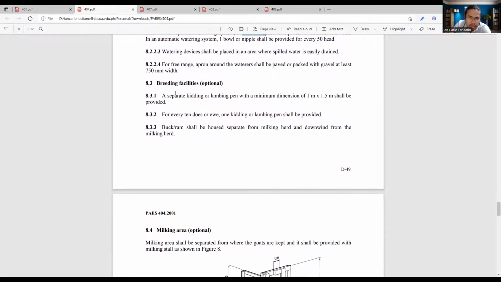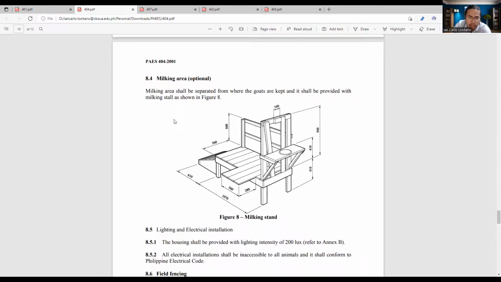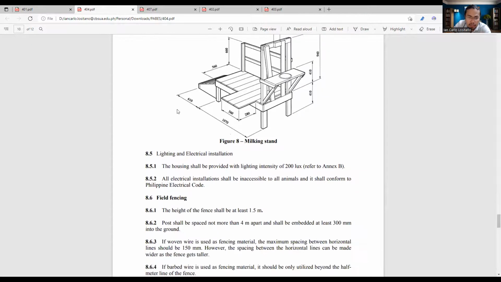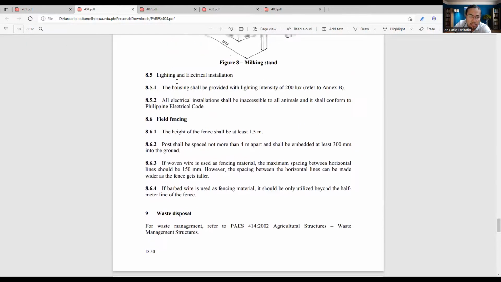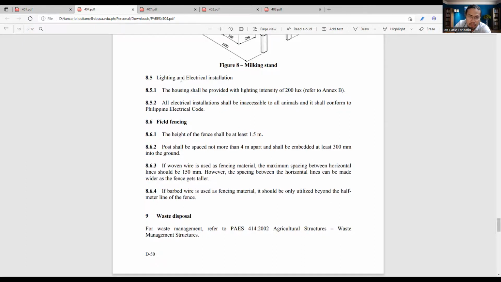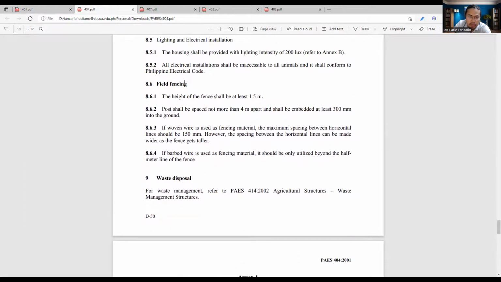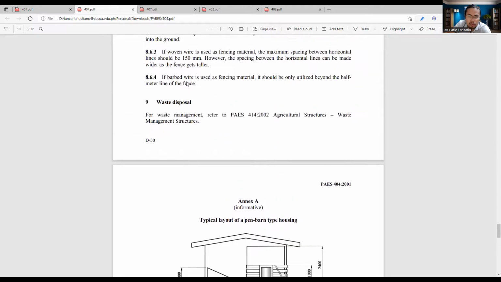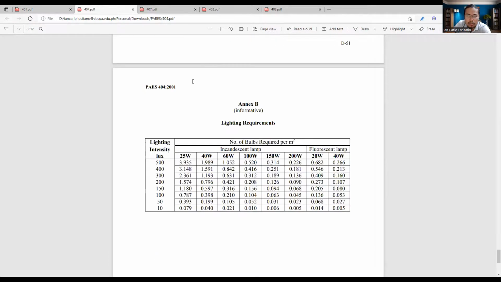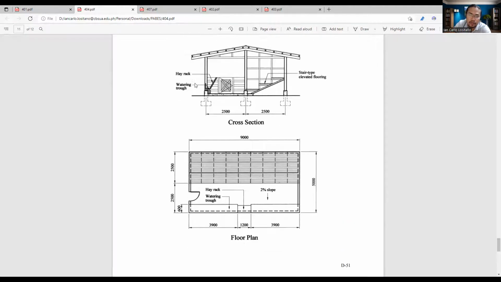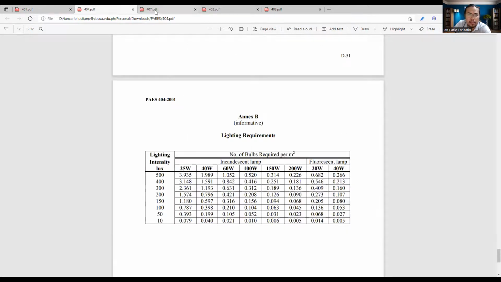So this breeding facility is optional, and also another is the milking area, but the recommended dimensions and design of such is provided. Now again, lighting is still part of the functional requirements. Field fencing, yes, still part of the additional requirements. Waste disposal should conform to the standard 414/2002 of the Philippine Agricultural and Biosystems Engineering Standards. So Annex A to Annex B provides details from the floor plan to the lighting requirements.